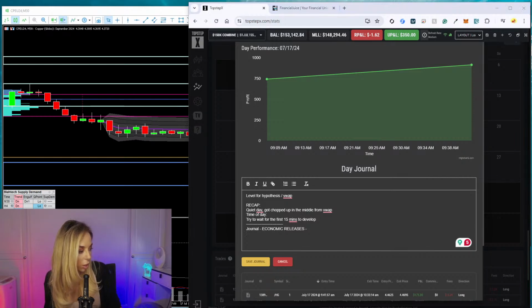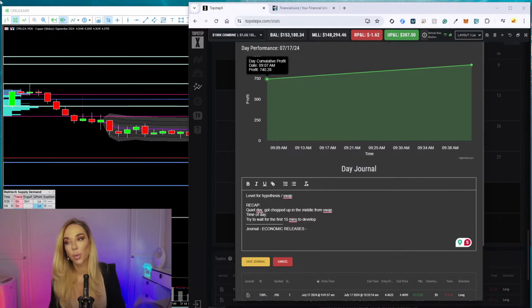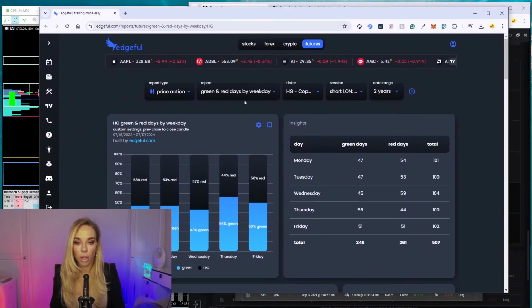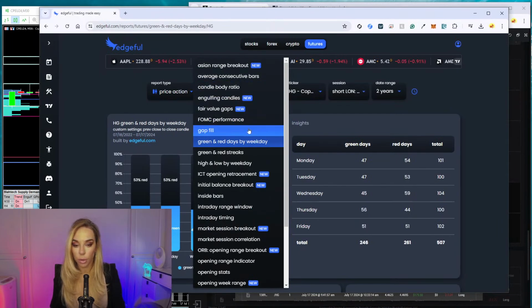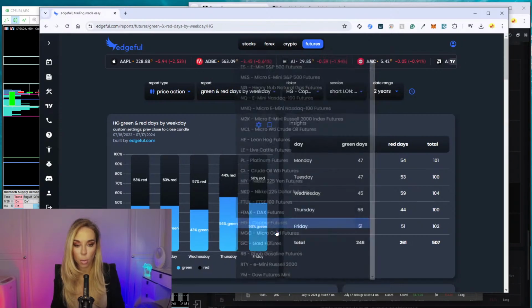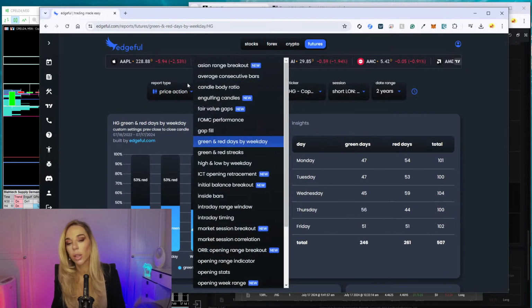Okay, so Wally Garrett says, I know you use Edgeful or whatever. Yes. Do they have any statistics when it comes to initial balance? Yes, they do. Let's have a look at Edgeful. That's something you can also include in your own plan and your own journal to track things. Here it is. So futures, price action. I wanted to see some stats on copper, because it is a new product for me. So here is initial balance breakout.